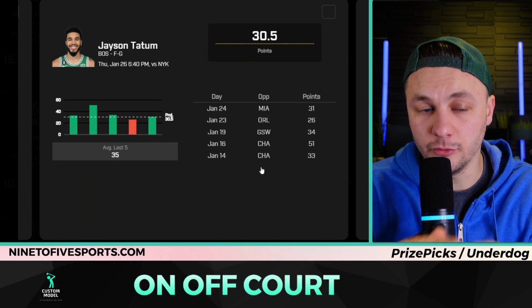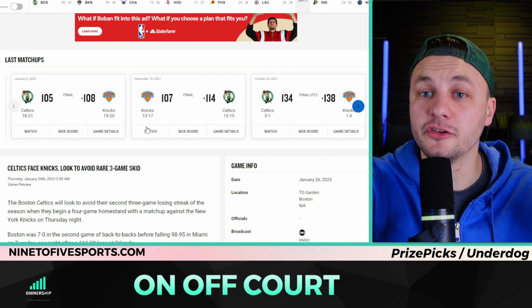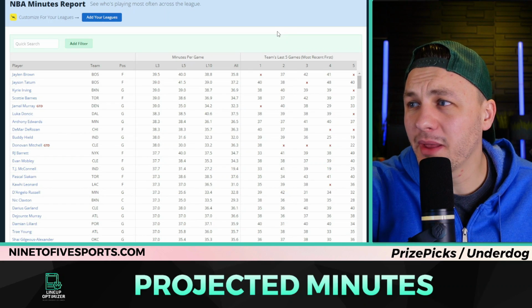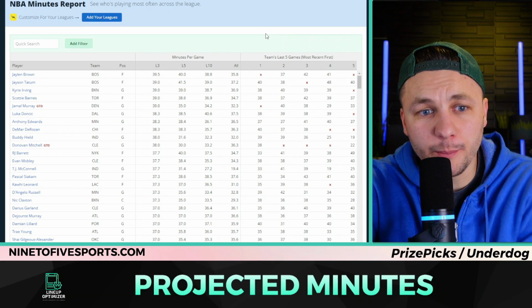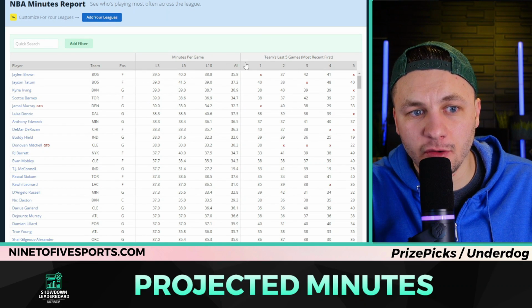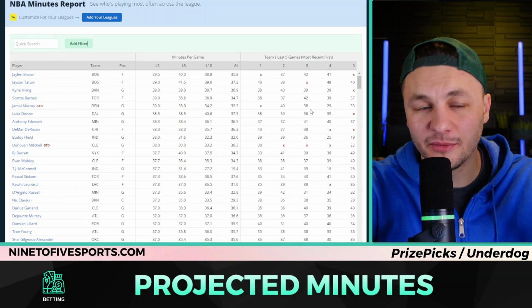And so we could use the on-off court data and then potentially look at the game logs as well to determine if we think this is a good bet. Another way we can do that is by looking at projected minutes. Now, RotoWire does have a minutes report. It's fine. It works. It shows you their last 3, last 5, last 10, and all games. We can also see when they've been out. It's just a nice, simple view of that data.